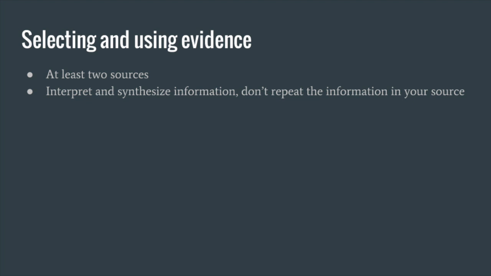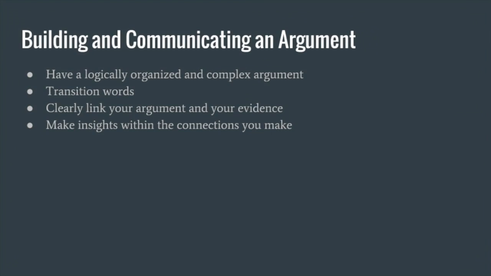This category also asks you to interpret and synthesize information, which means that you aren't repeating the information in your sources, you are instead gathering the information in your head and then creating new ideas that you put in your paper. Now, the second category in Rubric 3 is building and communicating an argument.